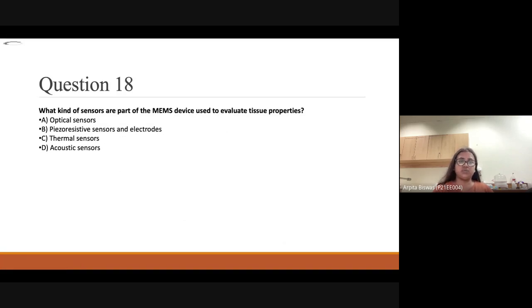So next, move toward question number 18. What kind of sensors are part of the MEMS device used to evaluate the tissue property? First option is the optical sensor. Second is the piezoresistive sensor and electrodes. Option C is the thermal sensor and option D is the acoustic sensor.